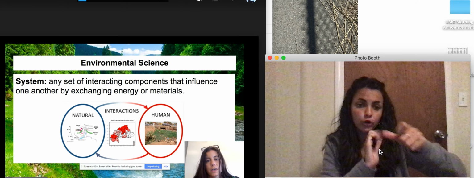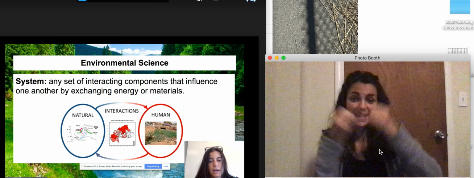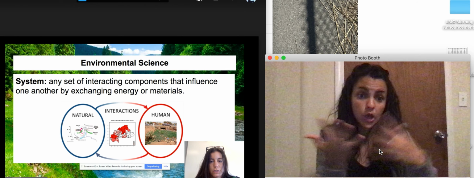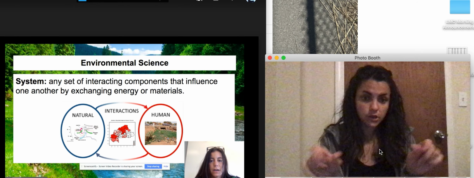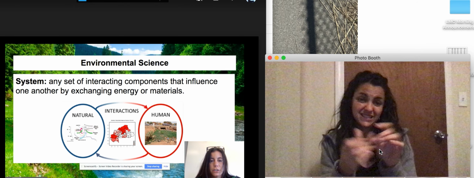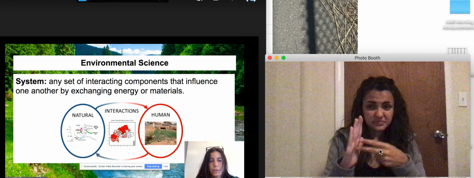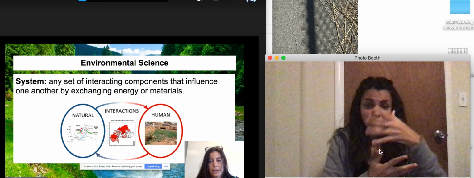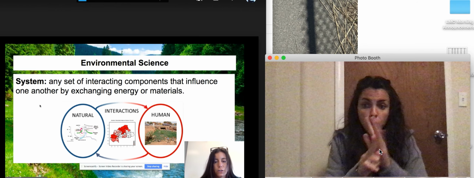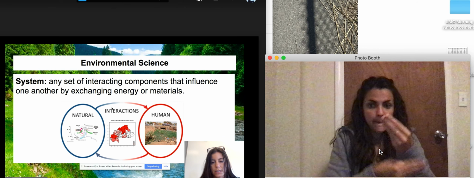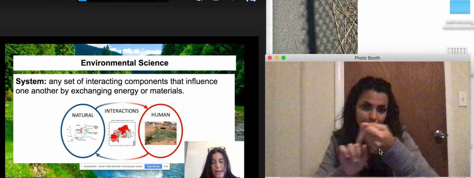And the last part of the notes for today is talking about systems. All right. So this also ties in with the AIM, how these are interacting. So a system is any set of interacting components that influence one another by exchanging energy or materials. So if you look here, you have the natural world, you have the interactions between humans and the natural world.